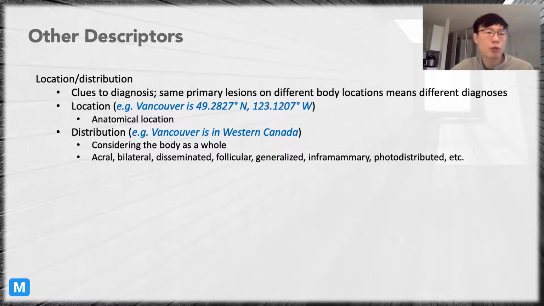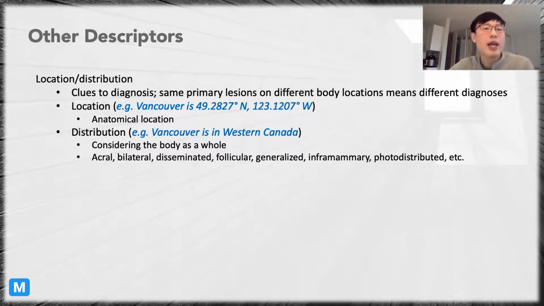And there are two terms, location and distribution. The difference between location and distribution can be confusing, so let me give you examples. Location is the anatomic location of the rash. For example, the rash is on the face, the rash is on the elbow. An example would be like Vancouver, the exact location, like the latitude and longitude of Vancouver.